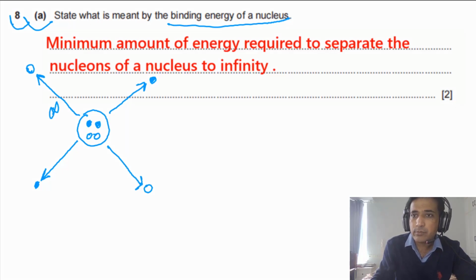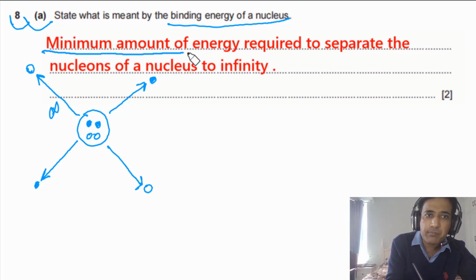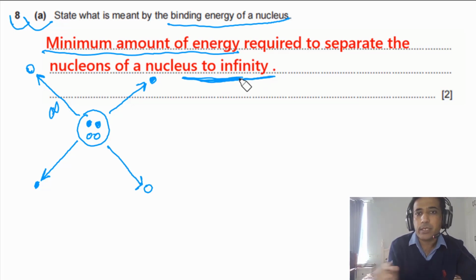Now let me show you how you can write down the answer. In the answer you have to mention these points. You have to say the minimum amount of energy required to separate the nucleons of a nucleus to infinity. If you have written this, you will get 2 marks.